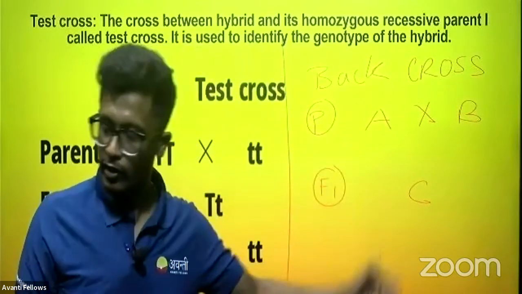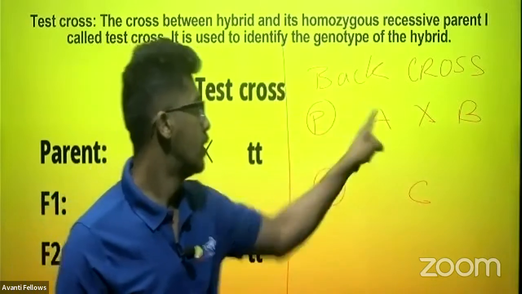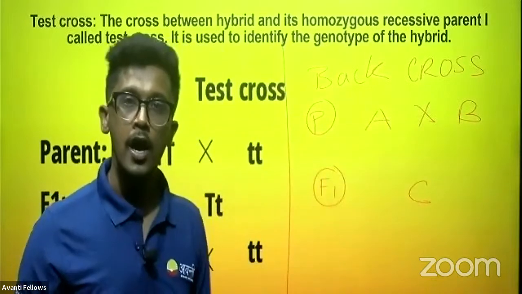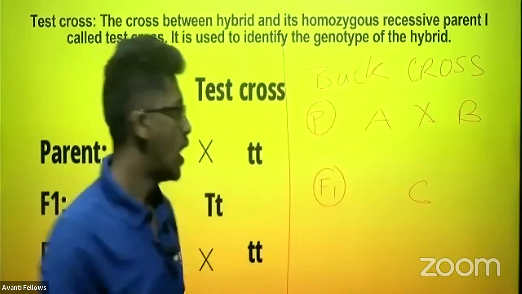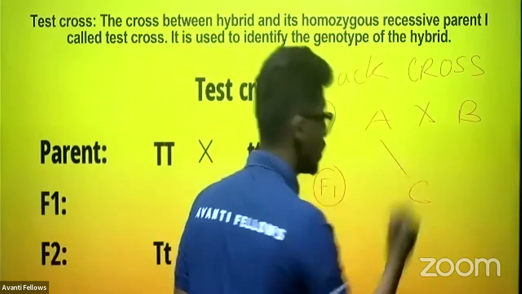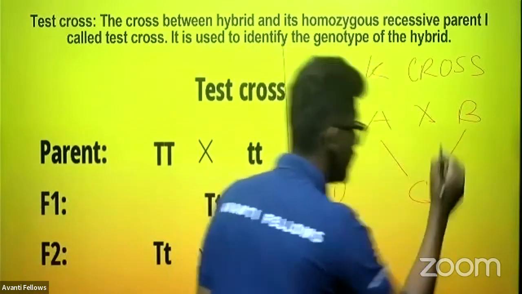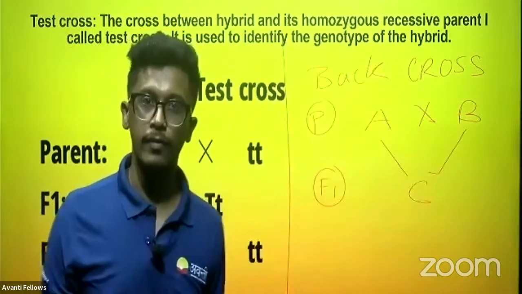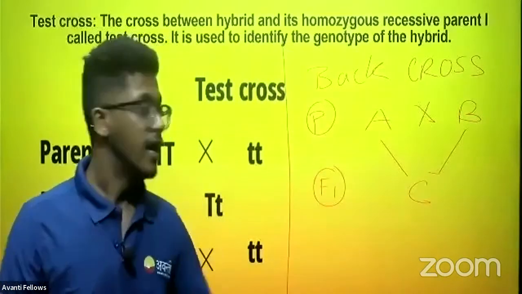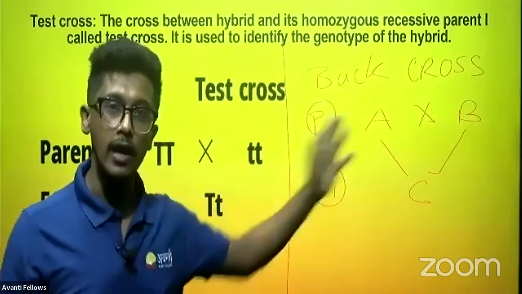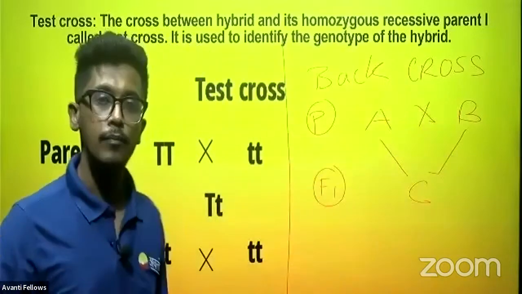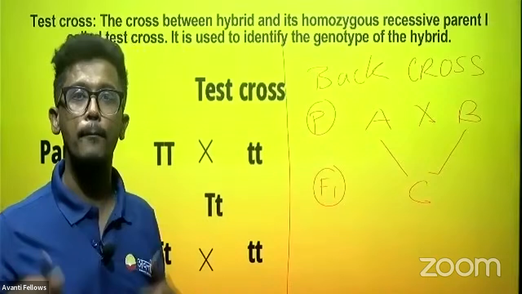C is my F1 generation. That is a child of A and B. If I take a C plant and I cross it with either A or B, this is called a back cross. It doesn't matter if I cross with the A plant or the B plant, it is called a back cross.